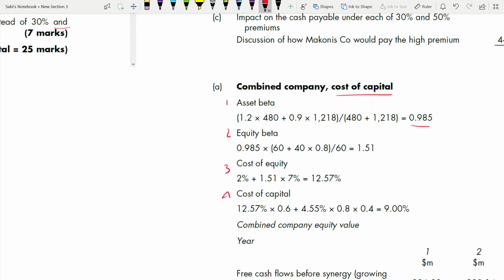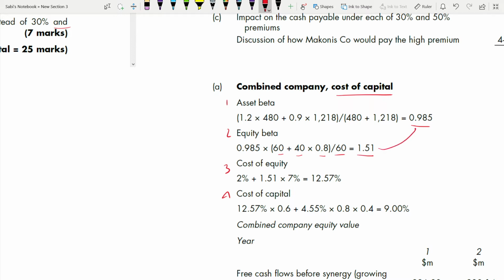Using this you have to find the equity beta through the formula. So it is asset beta into, we have been given the proportion of debt to equity. Debt is 40, equity is 60, right? So it is equity 60 plus debt into 0.8, because tax is 20%, so after tax it will be 0.8, divided by the market value of equity. So this is the equity beta.